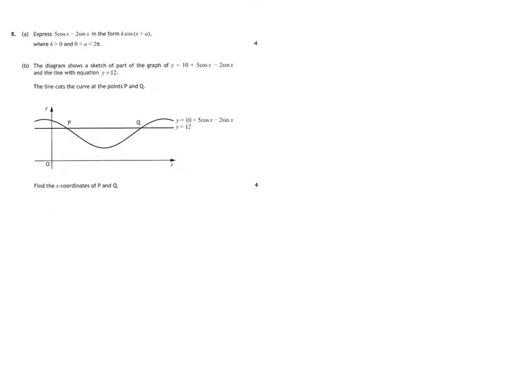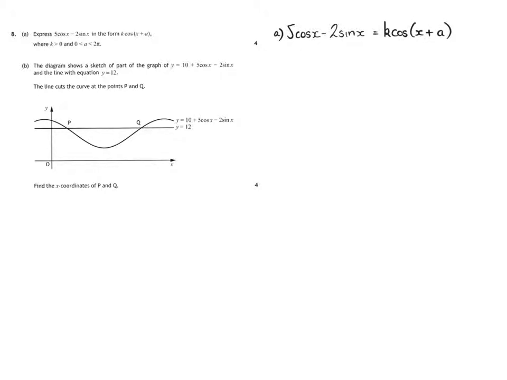Okay, so question 8. We have expressed 5 cos x minus 2 sin x in the form k cos x plus a, where k is greater than 0 and a is between 0 and 2 pi. So we have a wave function question. So part A, we have 5 cos x minus 2 sin x, and we have to make it into the form k cos x plus a.